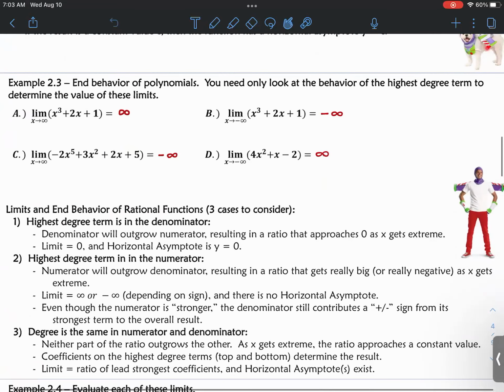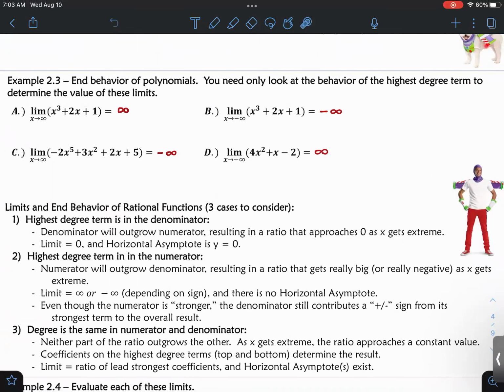2.3. End behavior of polynomials. You only need to look at the highest degree term. Everything else becomes negligible. So for part A, what happens as x gets really big? All I really care about is x to the third. That is the most powerful term here. So I can effectively ignore everything else and just observe that as I plug really big numbers into x cubed, you're going to get back even bigger results. So naturally, we say that limit goes to infinity.